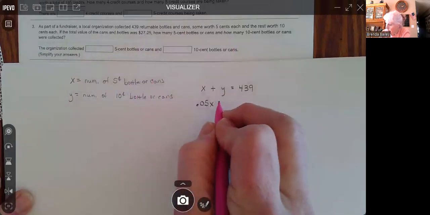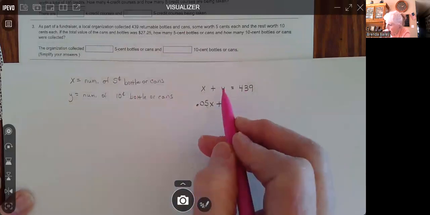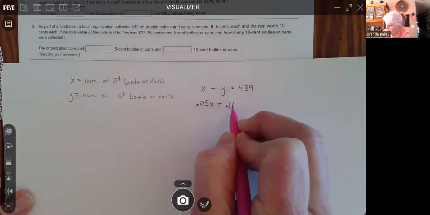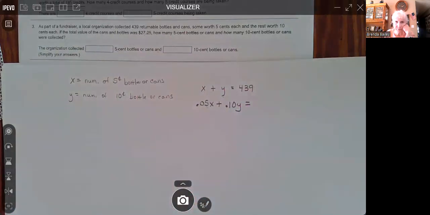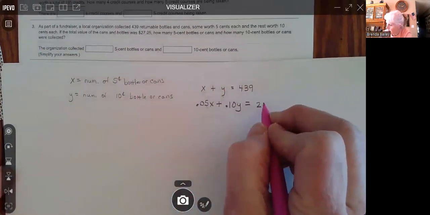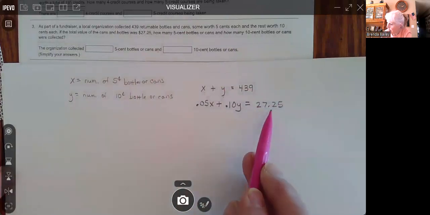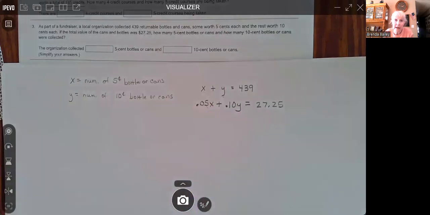And then we'll look at it a different way that you might like better. 10 cents. So each of these is worth 10 cents, $0.10. And I'm going to get a total amount of $27.25. So everything is in dollars. Now, what if you wanted to stay with the 5 and the 10?